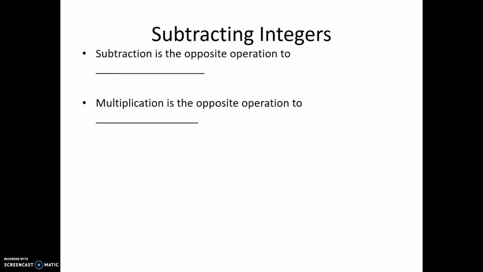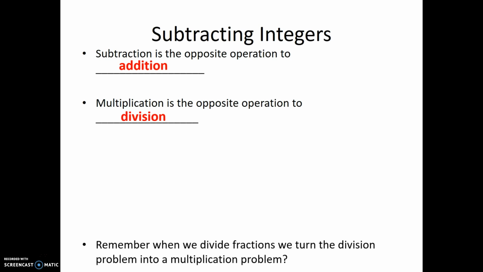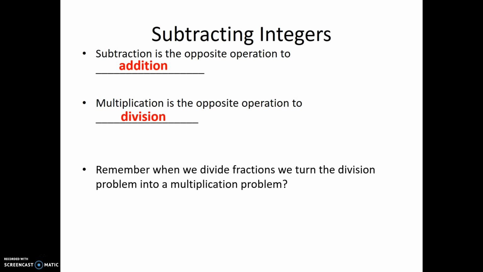Really quick, subtraction is the opposite operation to addition, and multiplication is the opposite operation to division. Now, do you guys remember when we learned about dividing fractions? We learned a rule, an algorithm that helped us do that really easily. It was called copy, flip. And what we did is we took that first fraction, we copied it, and we changed the division to a multiplication sign, which is its opposite, and then we flipped the second fraction. So we're actually going to kind of do the same thing today with negative integers.